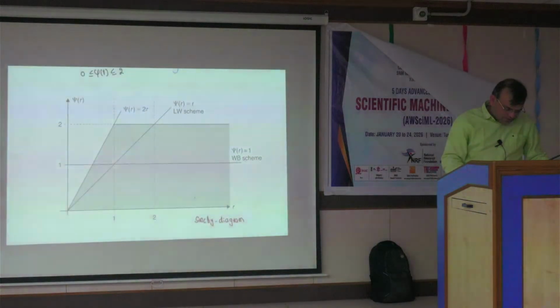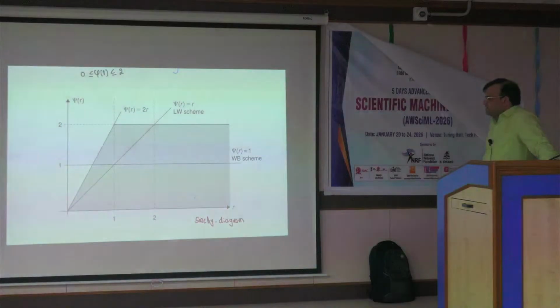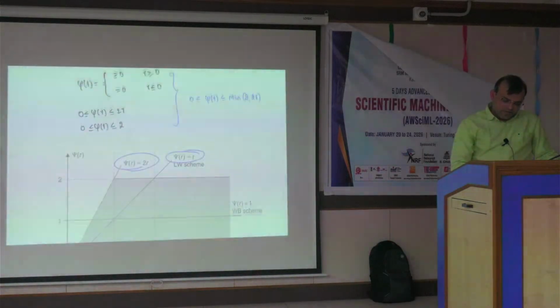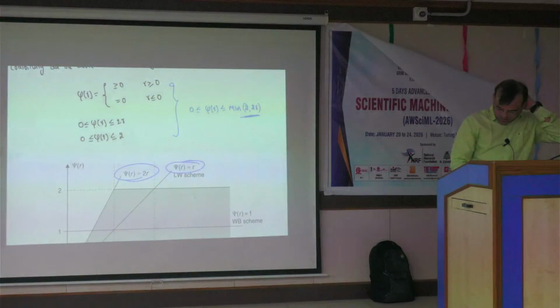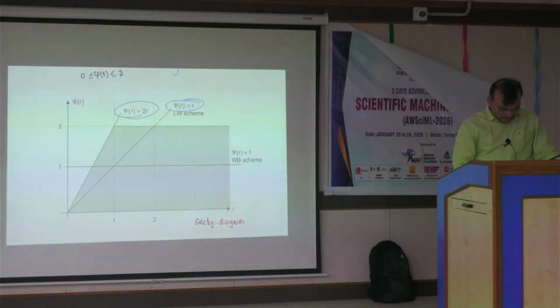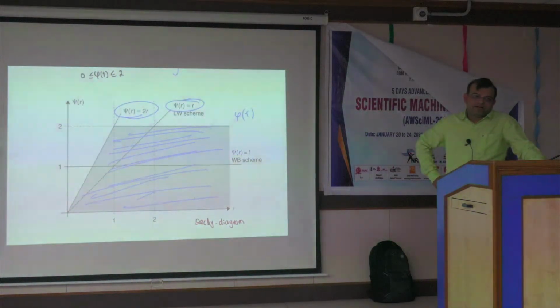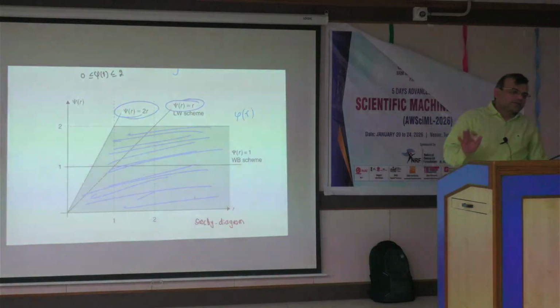So what is the class of functions? Psi of r is nothing but r, and psi of r is nothing but 2r. If you see this diagram, the minimum of r comma 2r. If you take any function psi of r which is within this region, it will satisfy all the properties of the above conditions. Then with that we can construct second order schemes.